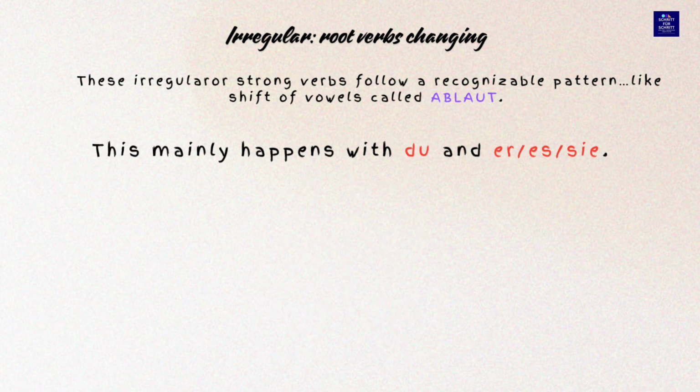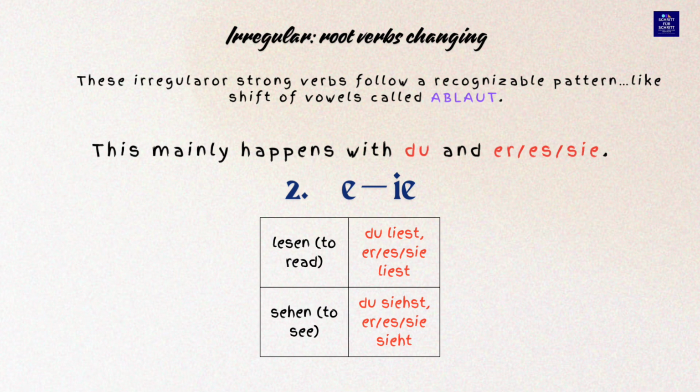The next one is E changes to IE. For example, in lesen, the E changes to IE with du and er case. So, du liest und er auch liest. Similarly, du siehst und er sieht. Now, let's see the example conjugations in which E changes to I.